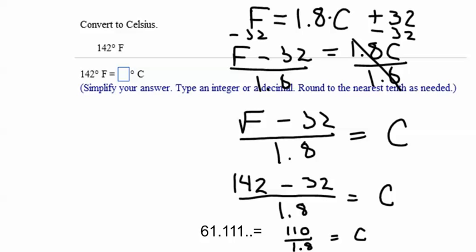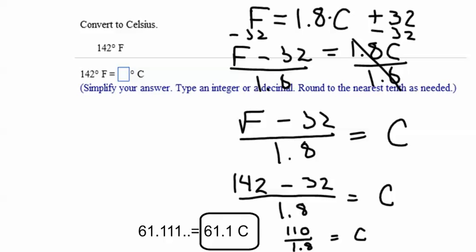It does say simplify your answer, type an integer or a decimal. Round to the nearest tenth as needed. So the nearest tenth means the first decimal place. So we look at the second one, and since the second decimal place is also a 1, we do not round up, we round down. So our answer would be 61.1 degrees Celsius.